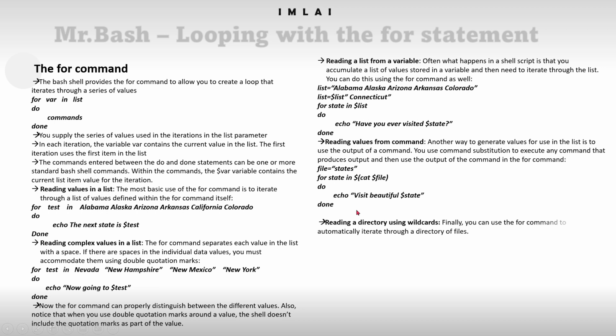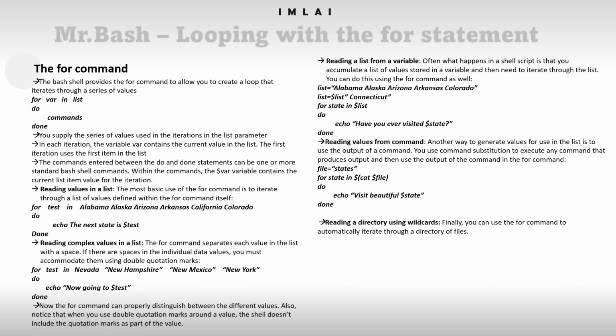So the same example we have given. This is another way to generate values for the list: use the output of a command. Use the command substitution technique to execute any command that produces output, and then use the output of that command in the for loop. So that's the example we have seen just now.